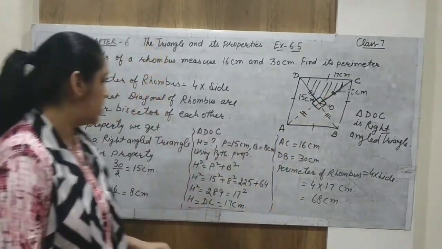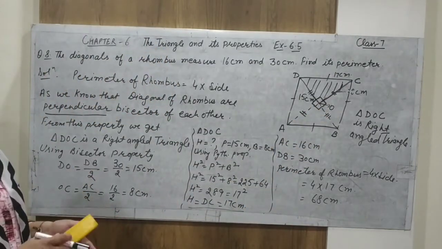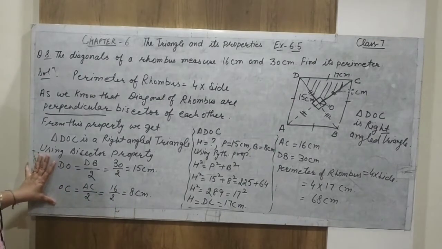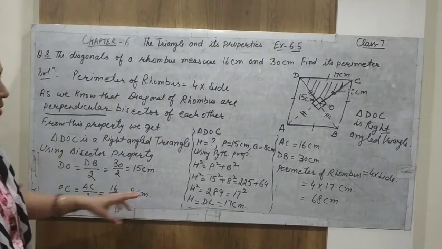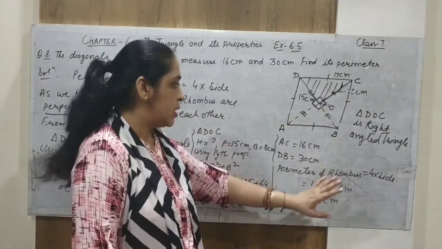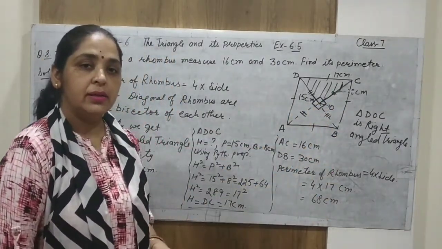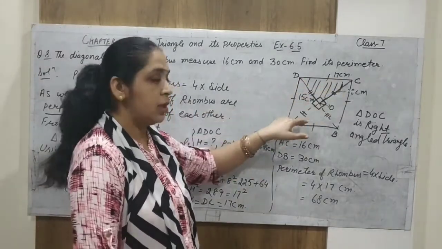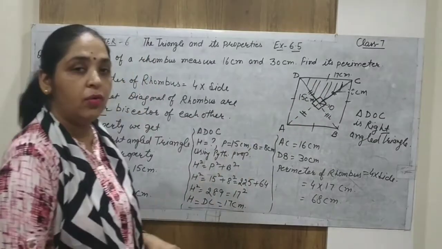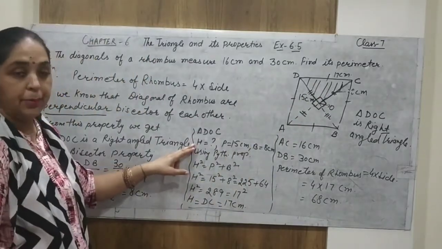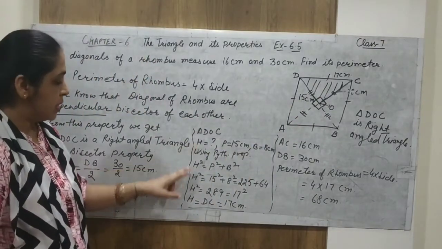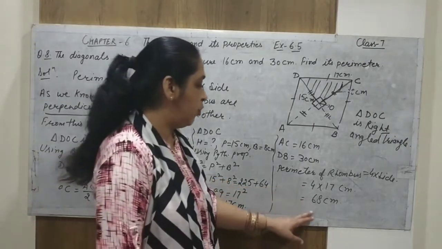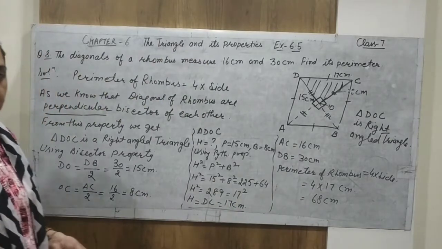If this length is 16, then it is distributed as 8 and 8. So from the bisector, we get the lengths of these two sides. Now we draw the triangle separately. By using the Pythagoras property, we can find the value of BC, which acts as the hypotenuse. By finding this, that is 17 centimeters, multiplied by 4, we get the perimeter of the rhombus.